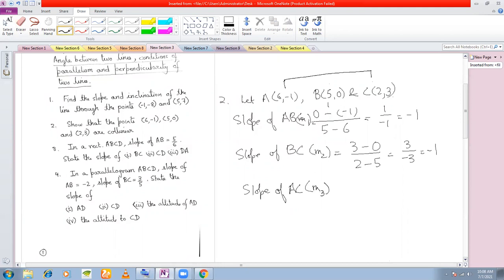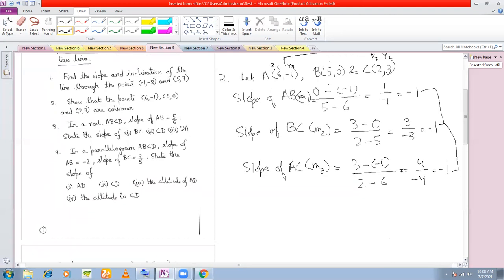M3. This time, this is our x1, y1, and this is our x2, y2. So this is y2 minus y1 divided by x2 minus x1. So this again you get as 4 by minus 4, which is equal to minus 1. What you see here is that the slopes are equal, right? So here M1 is equal to M2 is equal to M3. That means we say that A, B, and C are collinear.